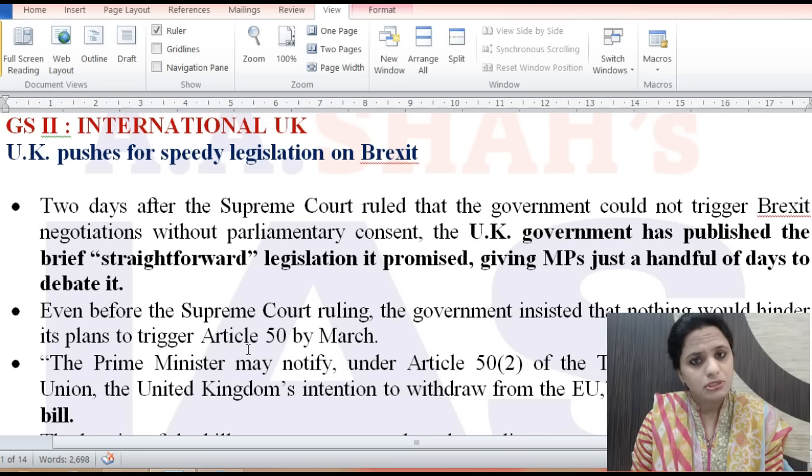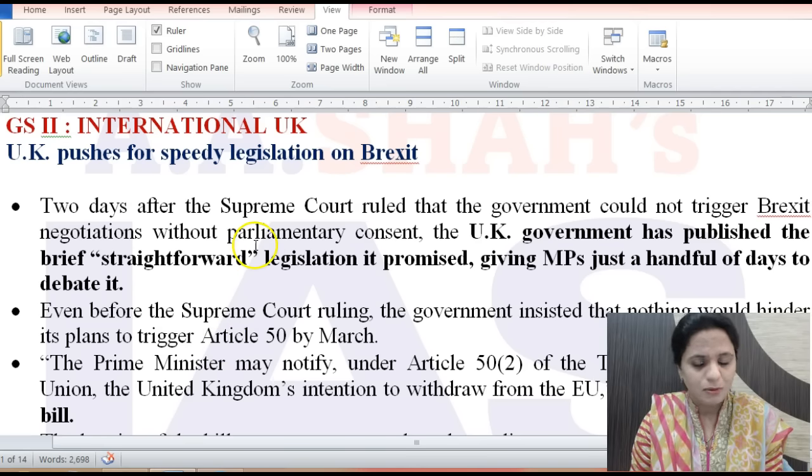The Supreme Court also upheld this judgment of the High Court, and also said that even the initiation of Brexit cannot take place. Initiation would be by triggering Article 50. That too cannot take place without the government, the executive, having the approval of Parliament. So the legislature's approval is essential, which means a law has to be passed by Parliament first.